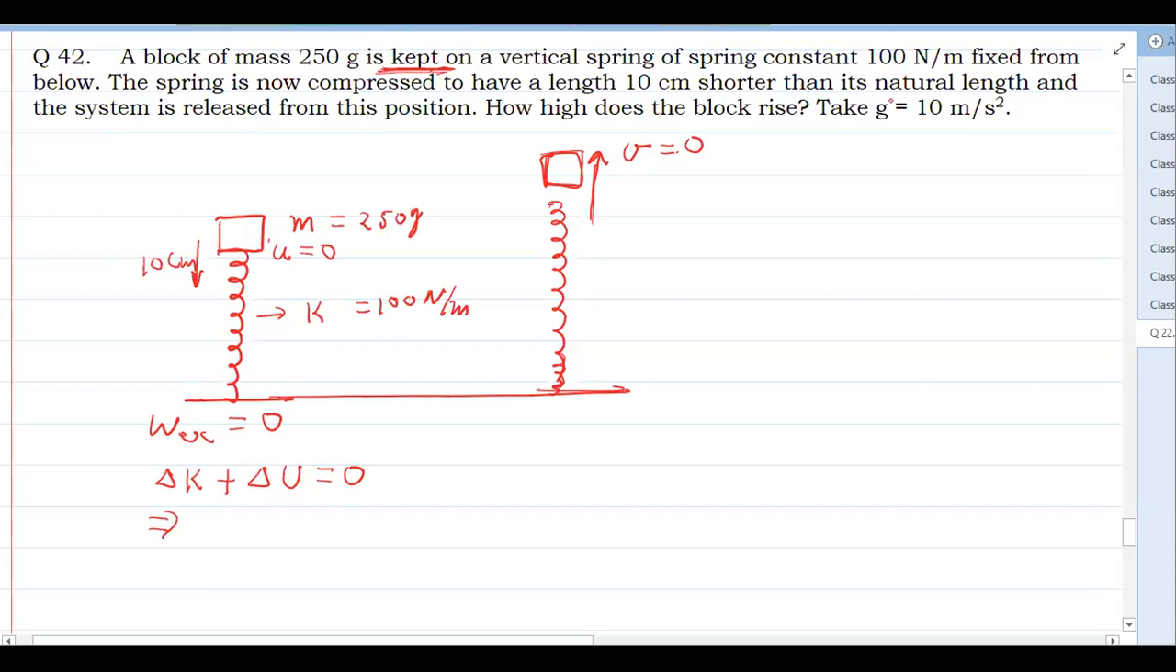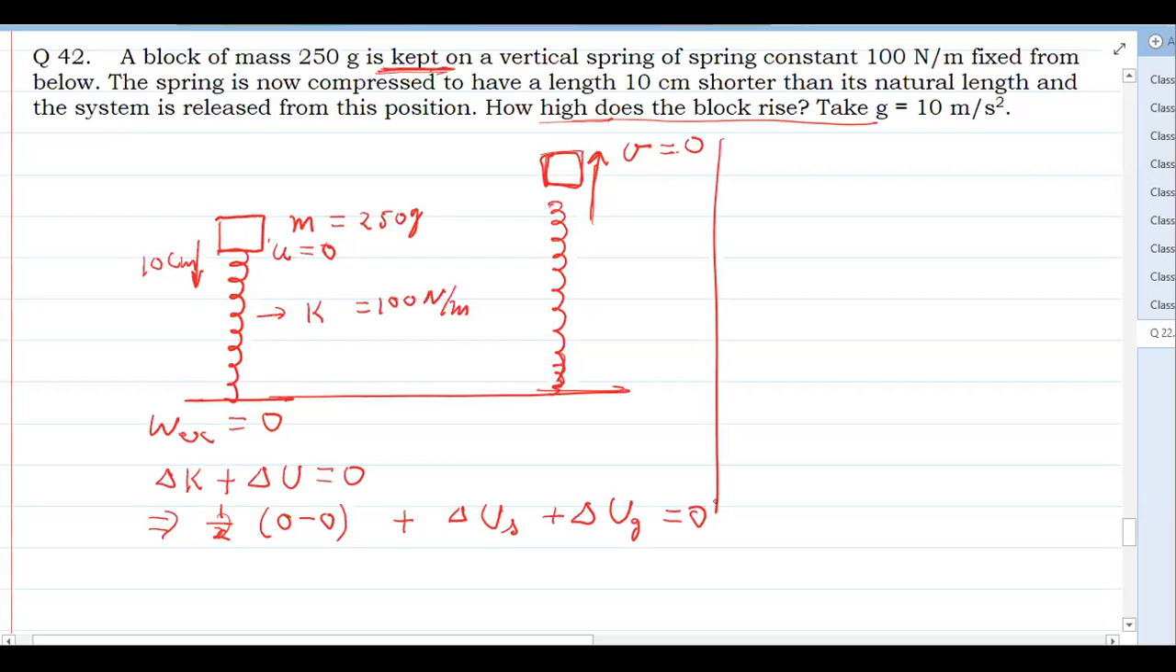So we have to find how high the block will rise. At the highest point again velocity is 0. So velocity is 0 at the lowest point and also at the highest point, so the kinetic energy change is 0 minus 0. And potential energy will have two parts, spring potential energy plus gravitational potential energy, equal to 0.